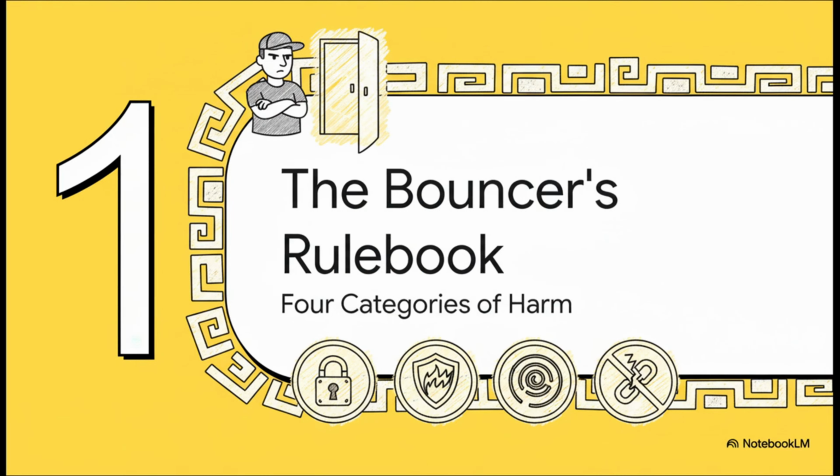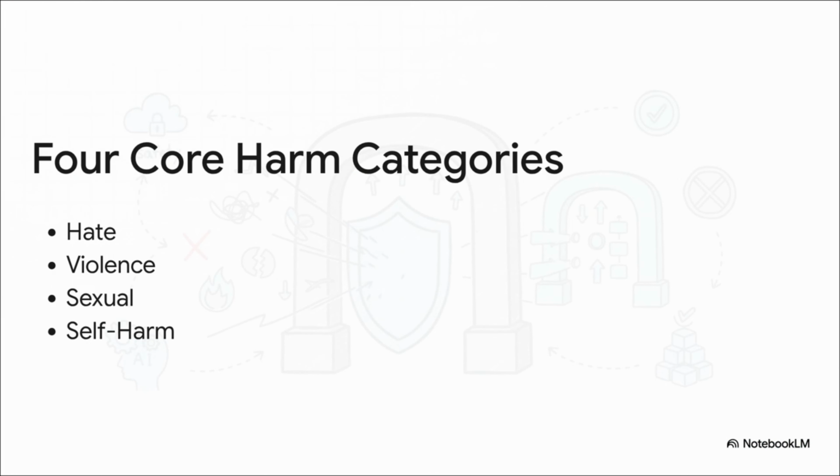Okay, so how does our bouncer decide what's okay and what's not? Well, it doesn't just make it up. It follows a very clear rulebook, and that rulebook is built around spotting 4 specific kinds of harm. The entire system is built on these 4 pillars: hate, violence, sexual, and self-harm. Let's break down what each of those actually means.